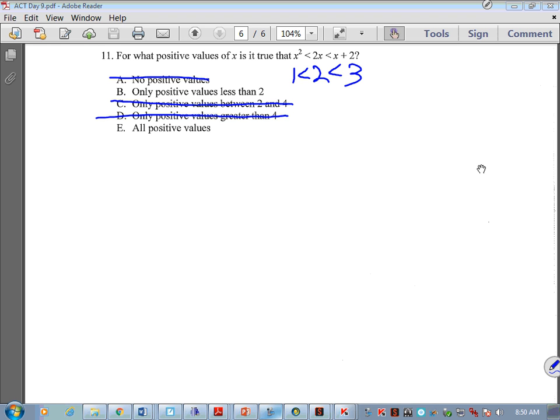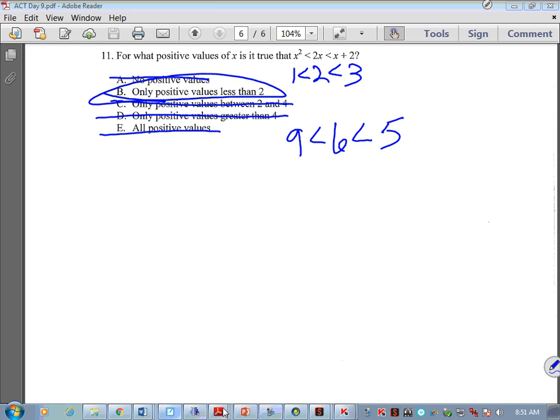So all I have to do is try 1 more positive value. If you want to try 3, you can. That would give me 9 is less than 6 is less than 5. Well, that's obviously not a true statement. So we know B is our answer just simply by testing. We feel pretty good about that. That should answer all our questions there. So I think we can hit stop on this recording, and you guys can check some of your other work.